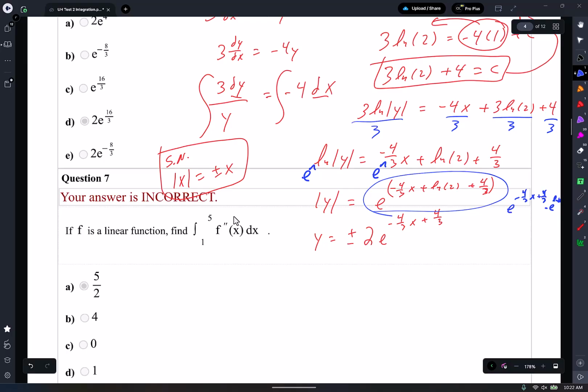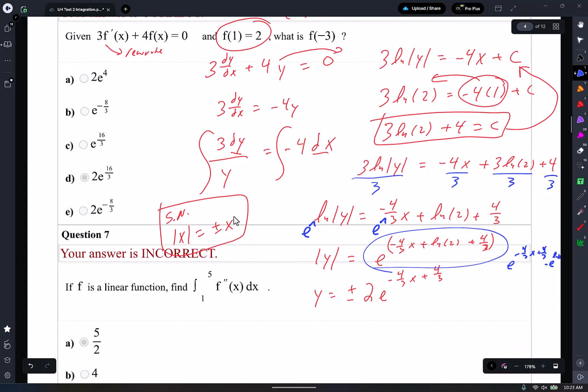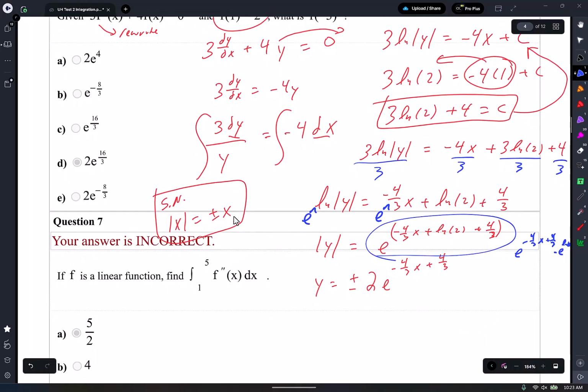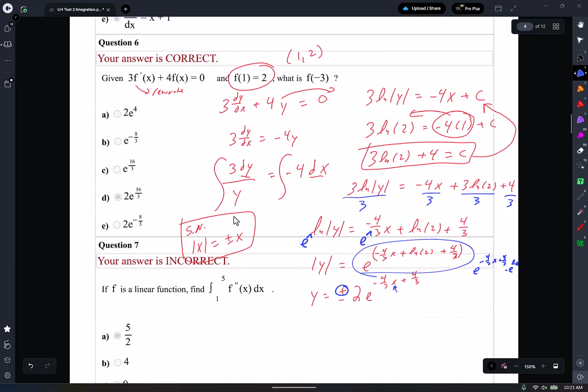All right, which one is it, the positive or the negative? Well, let's see. When I plug in a 1, I better get a 2. So when I plug in a 1 in this expression, negative 4/3 plus 4/3, that's 0. E to the 0 is 1, and 1 times 2 is 2. So which one is it? The positive one.